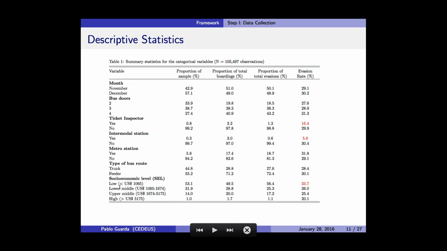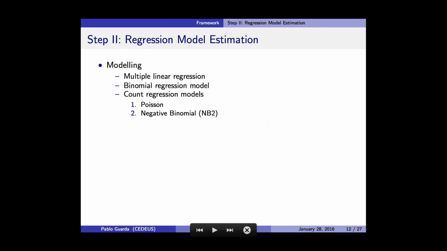define 4 socioeconomic levels depending on the monthly household income of the comuna linked to the observation collected, and in the low income areas, low income municipalities, fare evasion is significantly higher than the other ones.